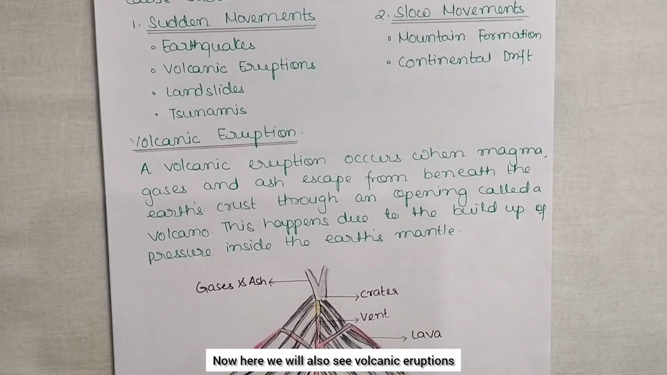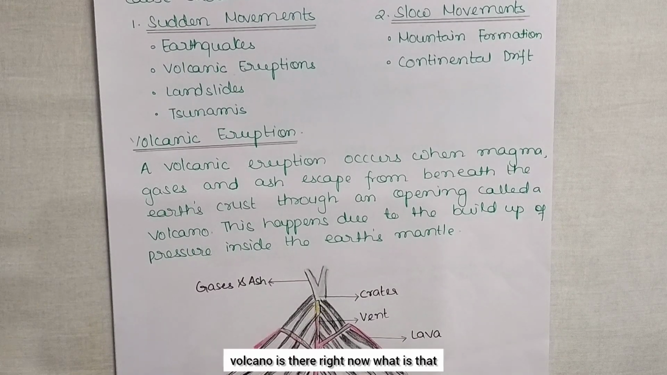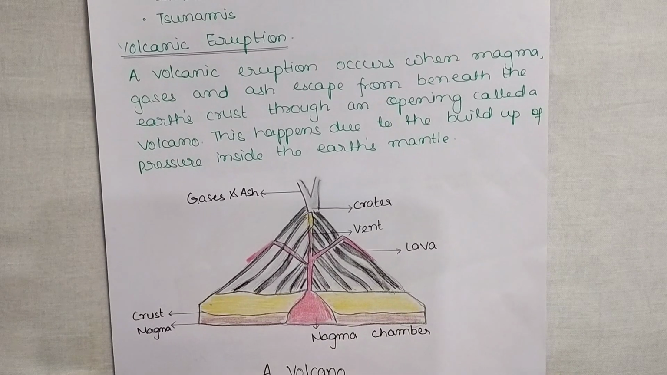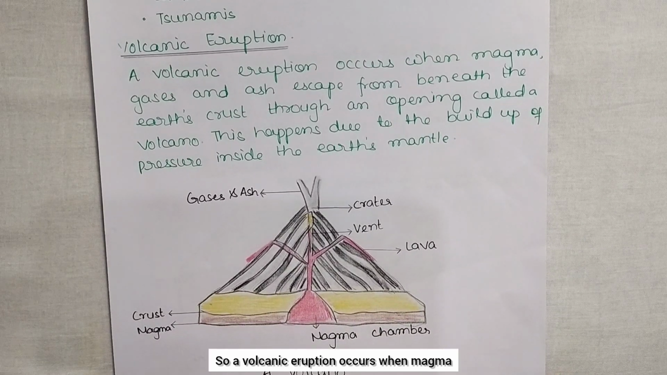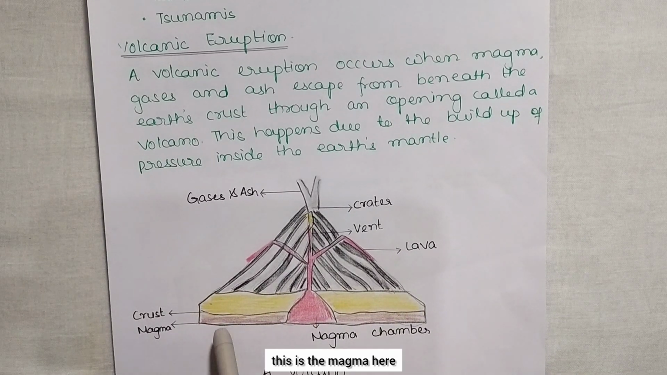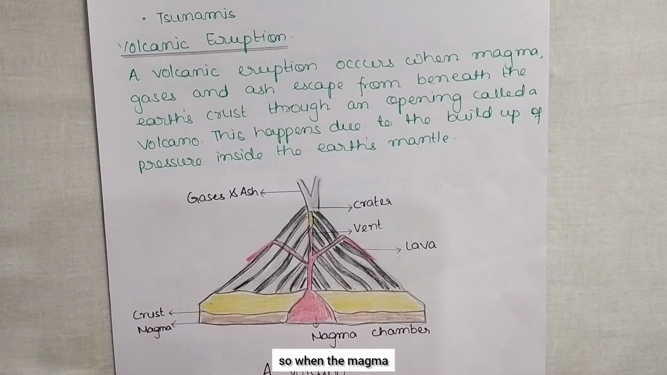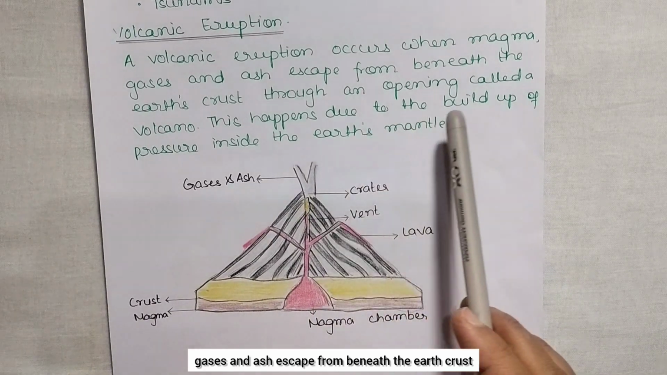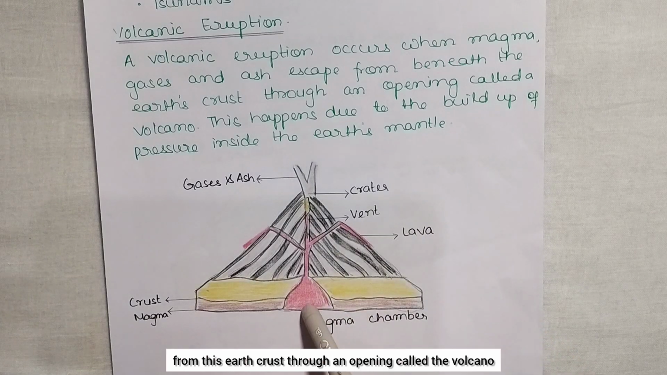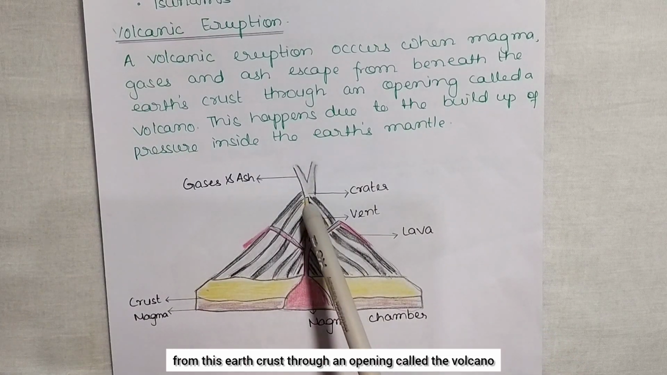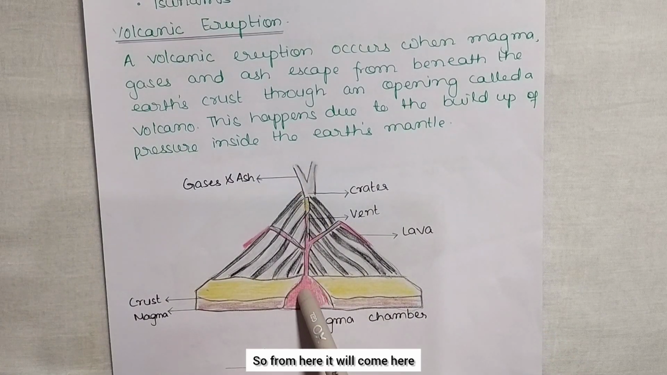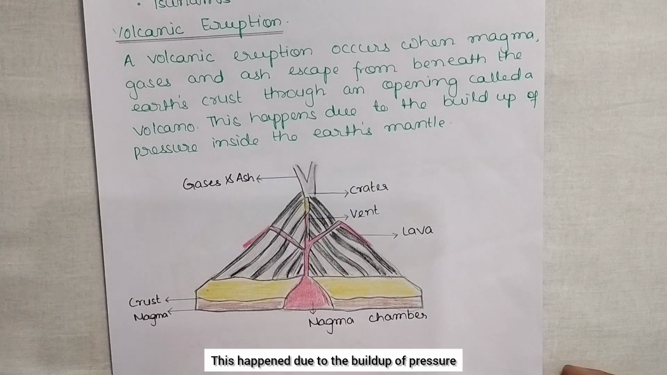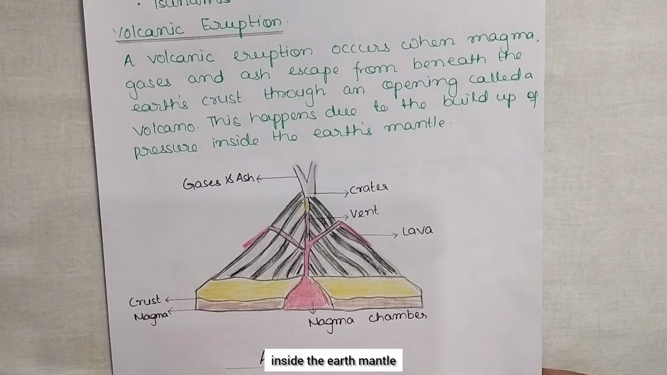Now here we will also see volcanic eruptions. Volcano is there, right? Now what is that? See here. A volcanic eruption occurs when magma, gases and ash escape from beneath the earth crust, through an opening called the volcano. So from here it will come up and then come out. This happens due to the build-up of pressure inside the earth mantle.